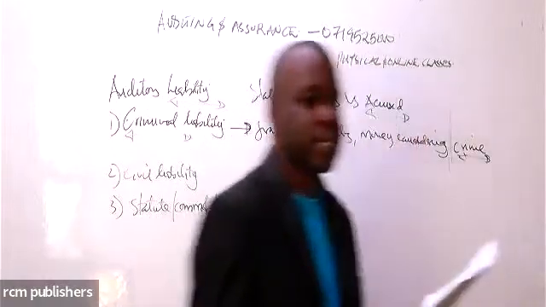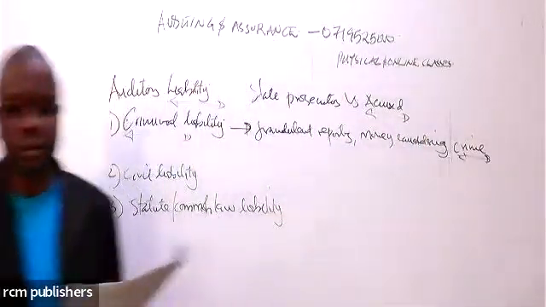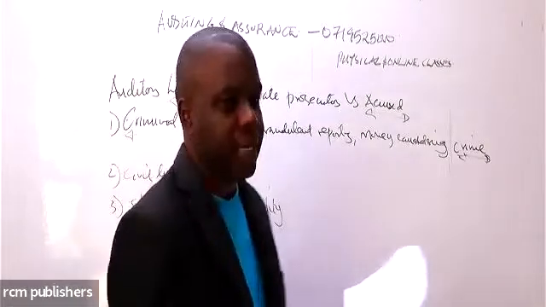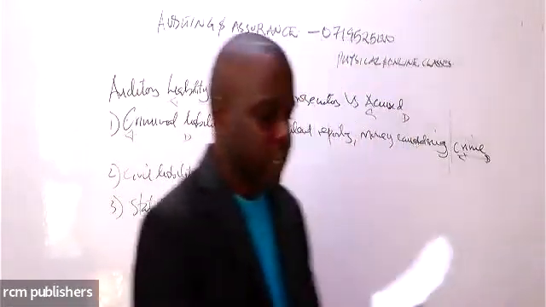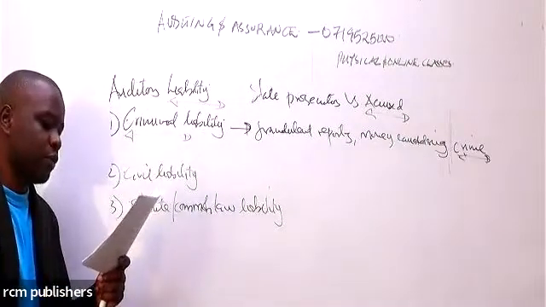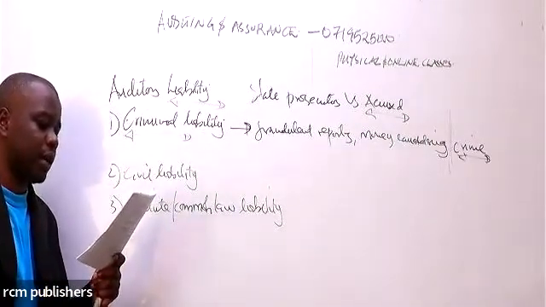So, for example, you've gone against those provisions regarding who can be an auditor of a company, or a relative to a director, and you still proceed. Then in that case, you would have gone against the provisions of that statute law, and therefore you can be held liable under what? Criminal liability.